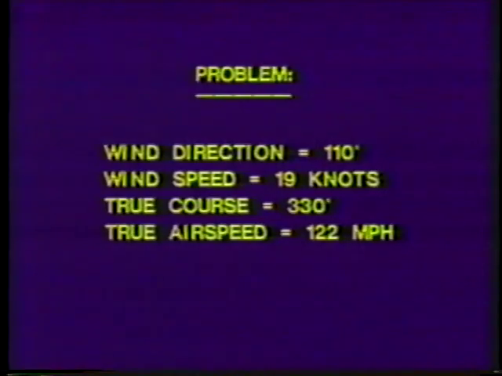while winds aloft forecast speeds are always given in knots. So we must convert the wind speeds to miles per hour, as in this problem. Wind direction is from 110 degrees with speed forecast to be 19 knots. Your true course is 330 degrees and true airspeed is given in miles per hour, 122. What is the ground speed, the wind correction angle, and true heading?